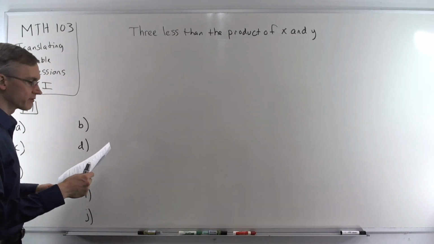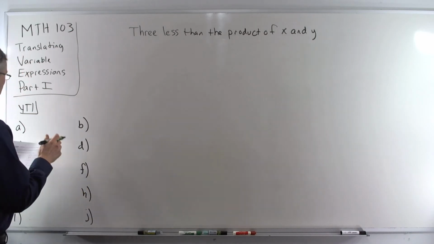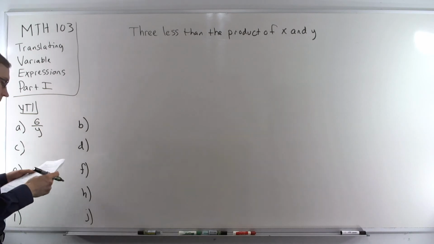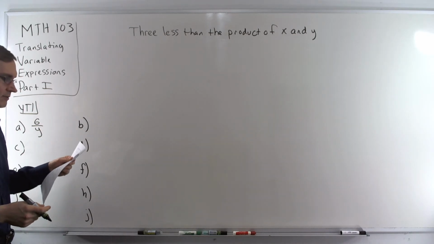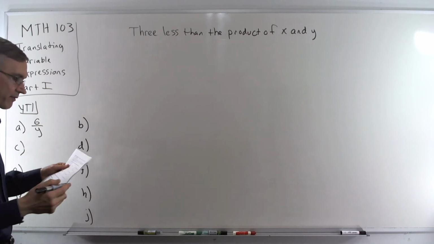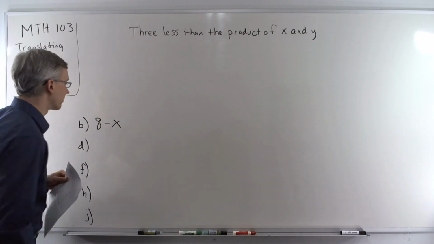First one, the ratio of 6 and y. Ratio means division, so that is 6 divided by y. Part B, the difference between 8 and x. Difference is subtraction. 8's given first, so that's 8. X is second, 8 minus x.